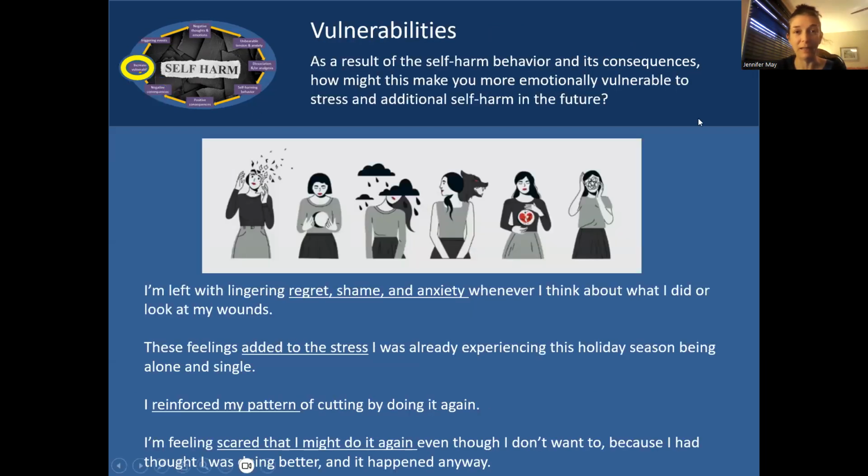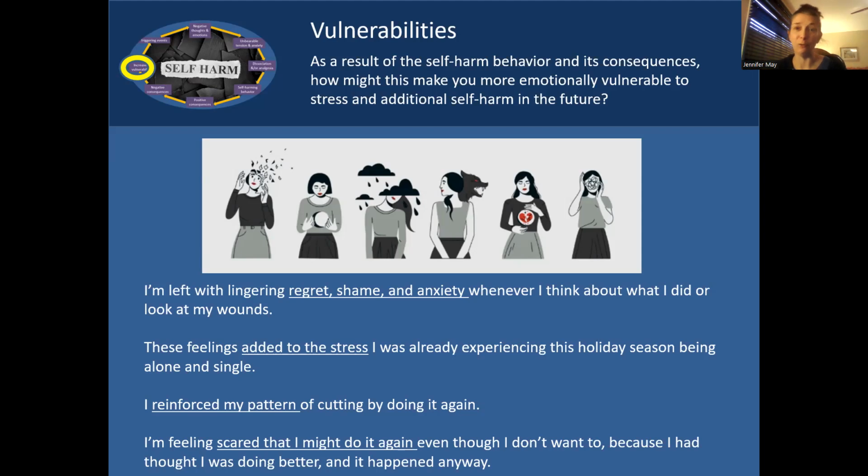So then finally, we're back to the beginning of the cycle again. This event created some more vulnerability. Because of what happened, I'm left with this lingering regret, and shame, and anxiety. I messed up again. And every time I see it, it's like adding to my stress, the stress that I already had. I already had stress about the holidays, about being single and alone. And now on top of that, I hurt myself. So I made everything a little bit worse because now I'm also worried about what if people see my arm? What if they're asking me questions? The added stress of that might make me more vulnerable to be triggered by something else and then hurt again in the future. Plus, I reinforced my pattern of cutting by doing it again.